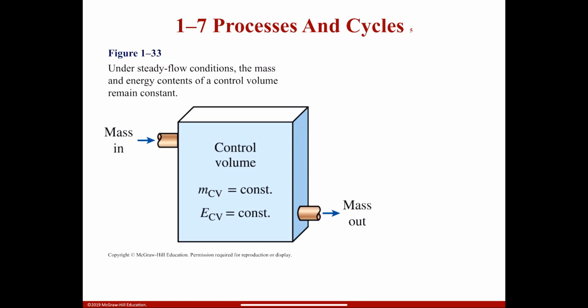Under steady flow conditions, the mass and energy contents of a control volume remain constant. So when you have a steady flow device and this is your system, as mass is coming in and going out of your system, you will assume that there are no losses, and therefore the mass will remain constant. And that, I believe, is the end of the class, or as I call it, the end of week number 1.